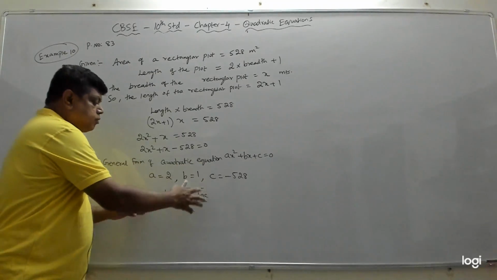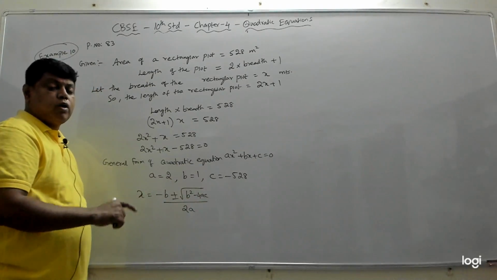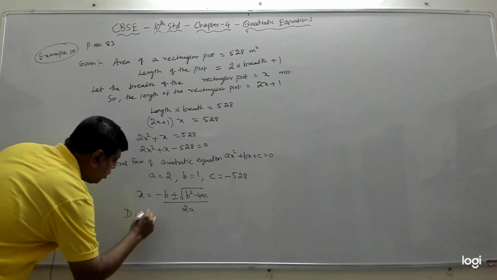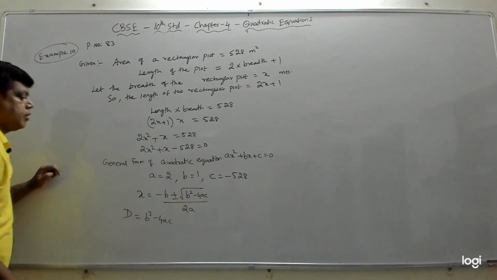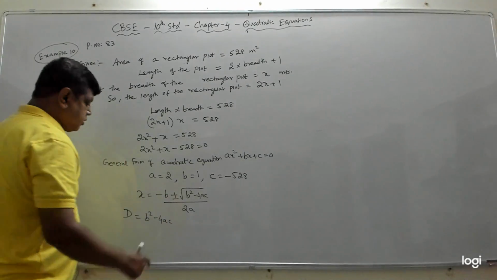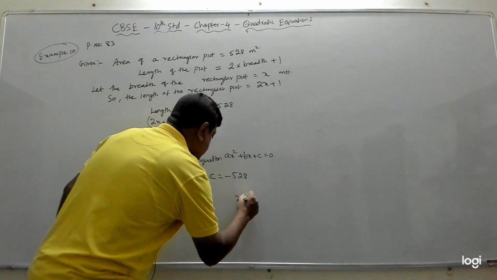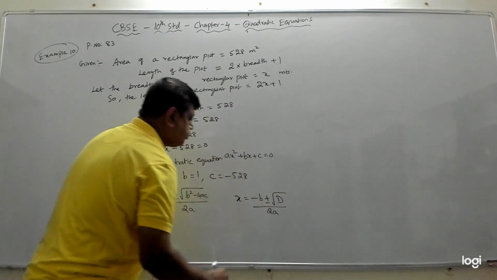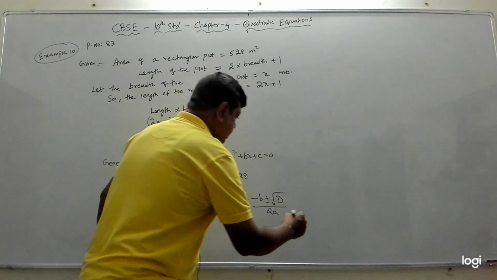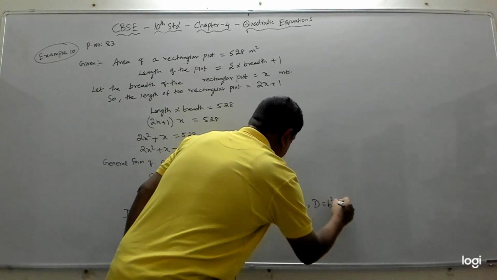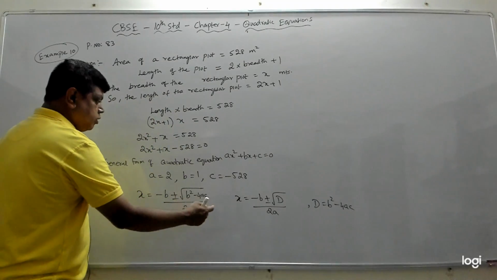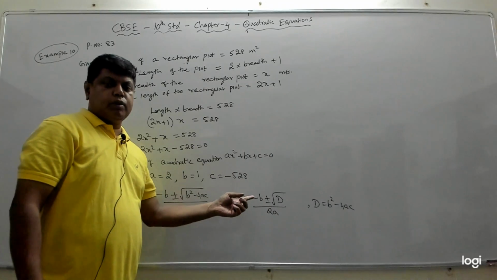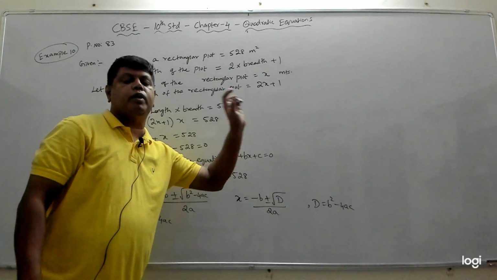So before we substitute all these values in this formula and evaluate, we will try to find the value of b square minus 4ac, which is our discriminant, right? D is b square minus 4ac. This formula can also be written like this: x is equal to minus b plus or minus square root of D by 2a, where D equals b square minus 4ac. So instead of b square minus 4ac, you can put capital D. You can even remember the formula like this.